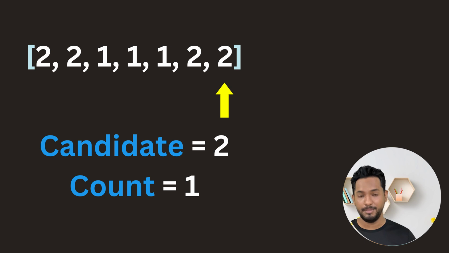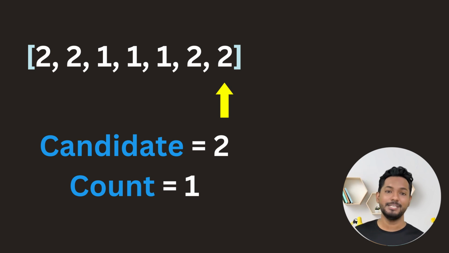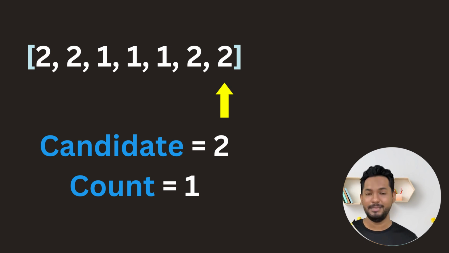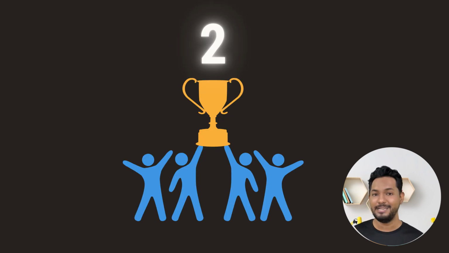This approach works because the majority element by definition appears more than half the time in the array. Even though we change the candidate as we process the array, the majority element always gets enough votes to survive the count resets and emerges as the final candidate.